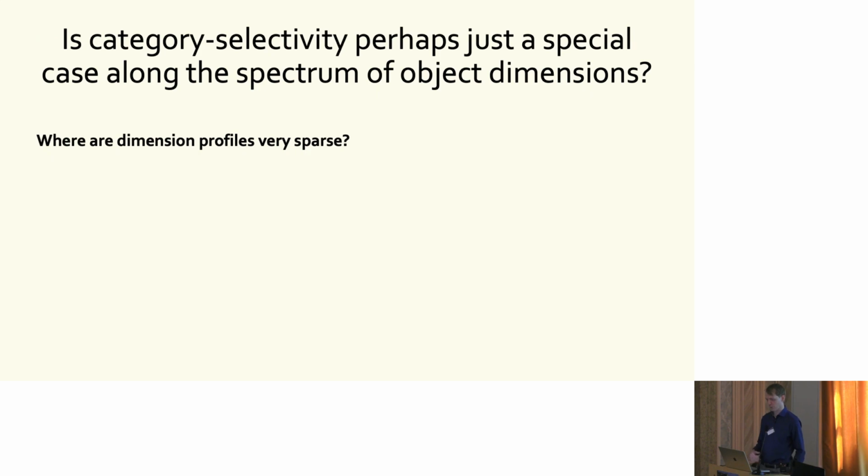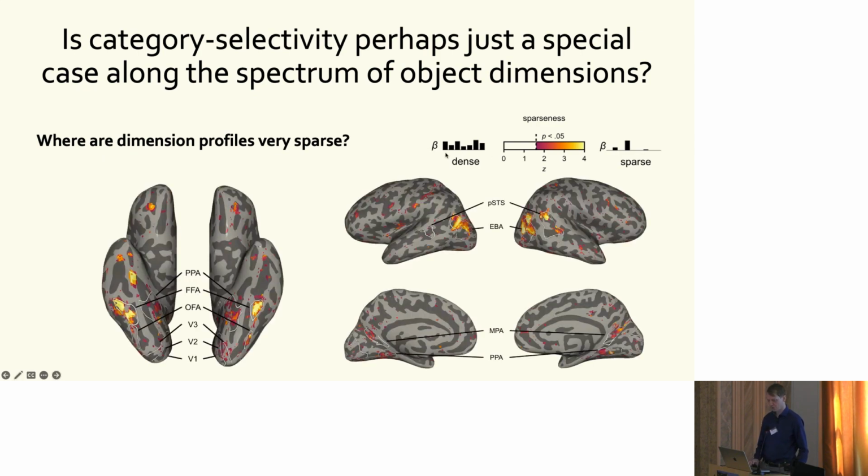So to test that, what we did is we just looked at the sparsity of the response profile across the different dimensions. In other words, if you have a region that is responding only to very few dimensions, it would have a sparse, a high sparseness. Whereas if it's a region that is responding to all sorts of dimensions, it would have a dense representation. And here's what you find. You see that the regions that have the most sparse response profile are really nicely corresponding also to the category selective regions that have been identified in the past in the visual system.